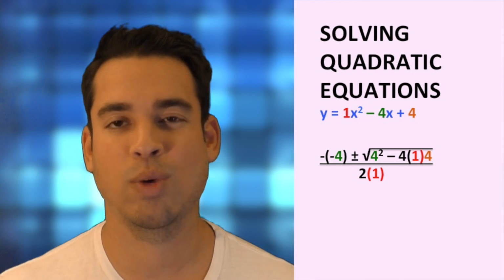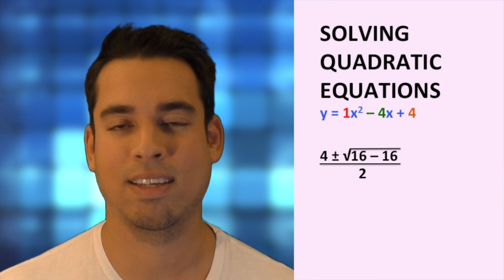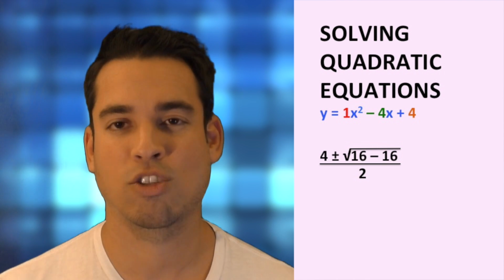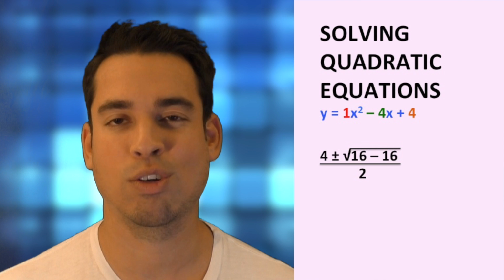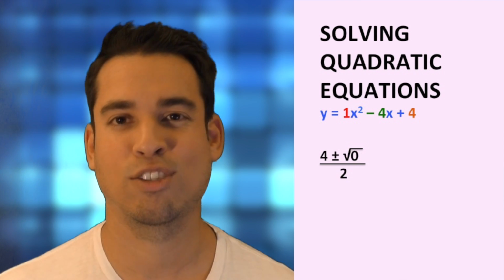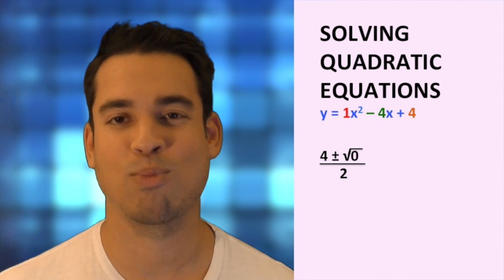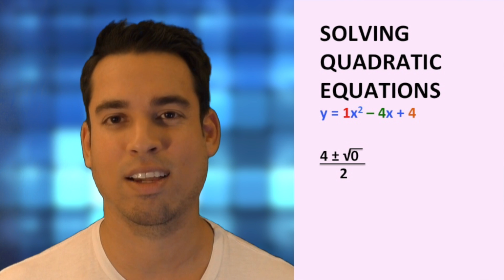So we go ahead and evaluate this. We get 4 plus or minus the square root of 16 minus 16, over 2. So that square root ends up being the square root of 0. So we're left with 4 over 2, or simply 2, which again gives us the same answer that we got the first time when we simply factored the quadratic equation.